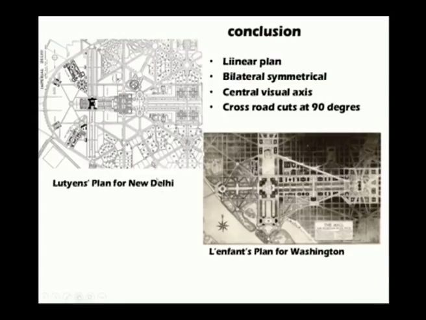With respect to the plan for Washington compared to that of New Delhi, it's very similar in terms of the axis and the kind of layout that was there. Linear plan, bilaterally symmetrical, central visual axis, and all the roads cut each other at 90 degrees.